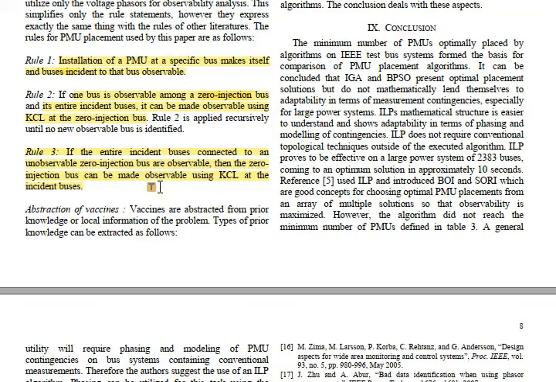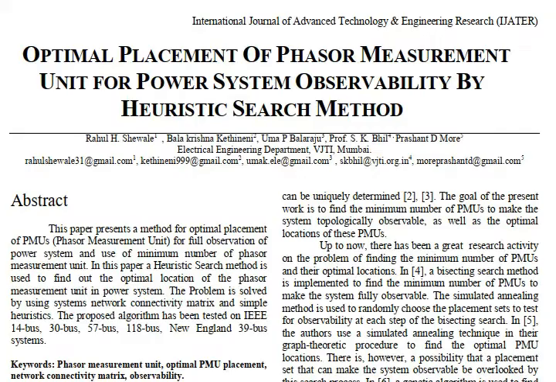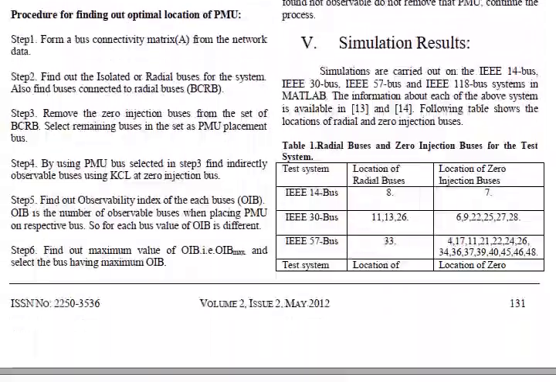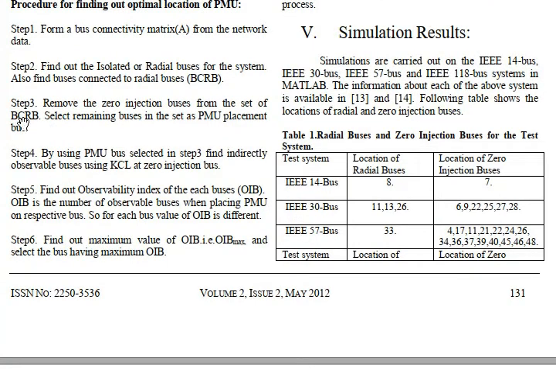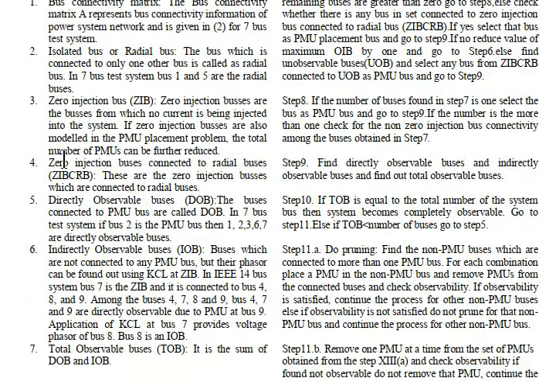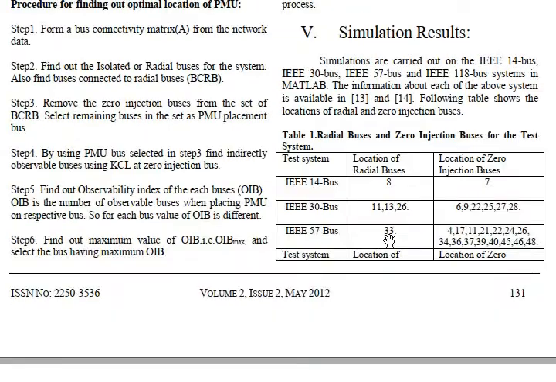So these are certain rules that are used to define observability, to find the minimum number of PMU units that should be placed. There are certain design rules that should be used to find the optimal placement of PMUs. The first step is to find the connectivity matrix, how the buses are connected. Then find the isolated or radial buses, and then remove the zero injection buses, and so on. So these are different techniques that can be used, and the results are here.